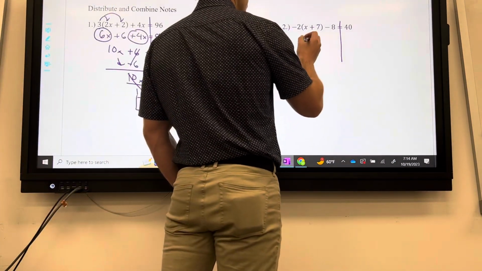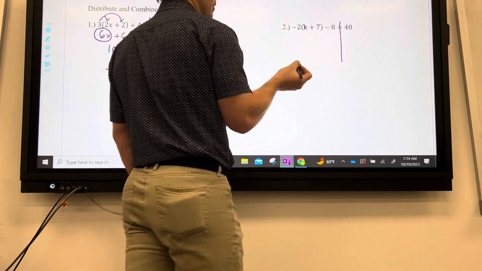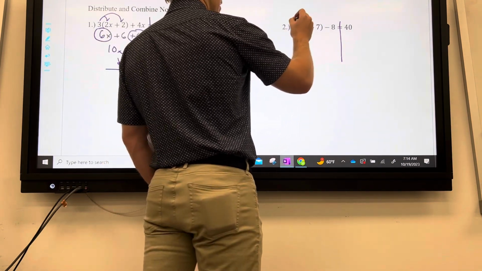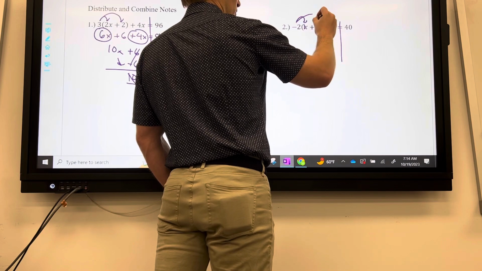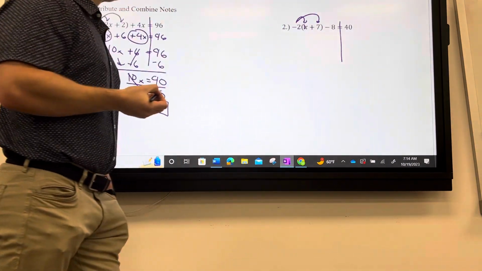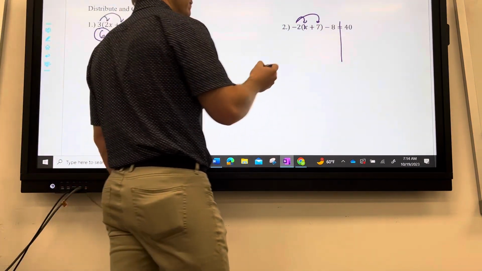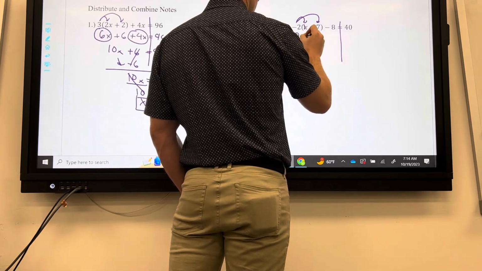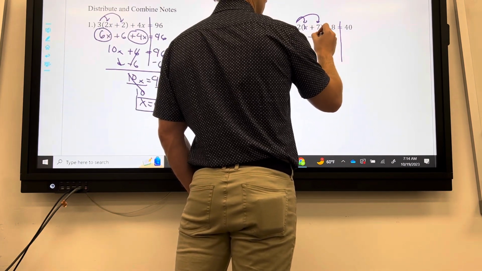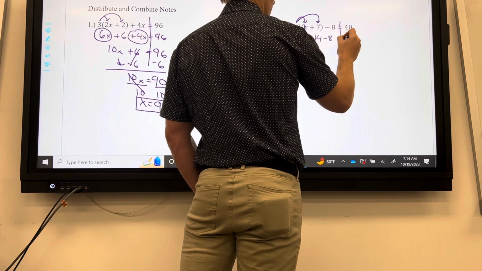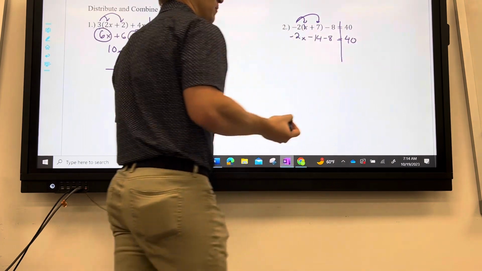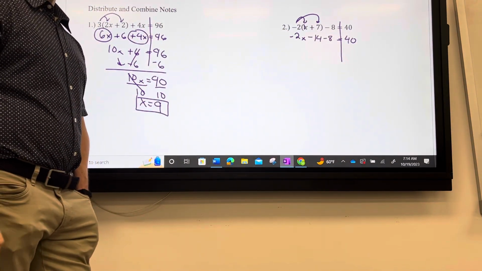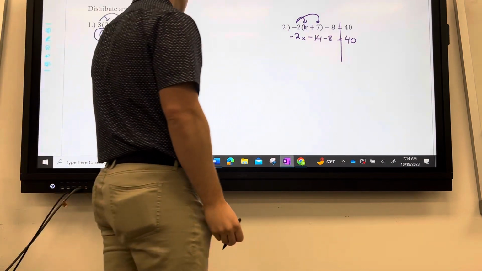Okay, on number 2, we put a 1 in front of the x because there is no number there, and then we take that negative 2 and we multiply it by 1, and we multiply it by positive 7. Negative 2 times 1 is negative 2x. Negative 2 times positive 7 is negative 14. The negative 8 drops. Positive 40 drops, and then you combine like terms.